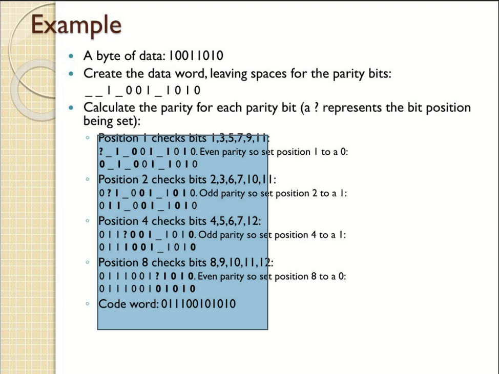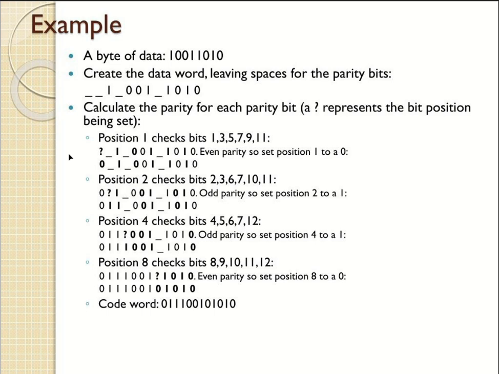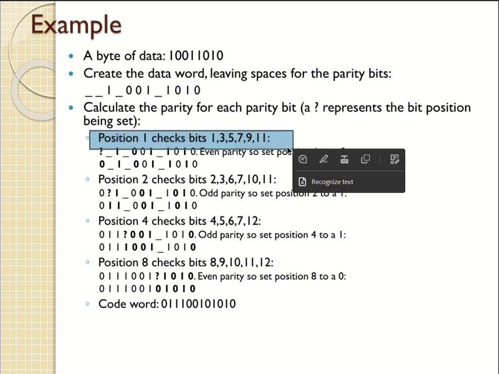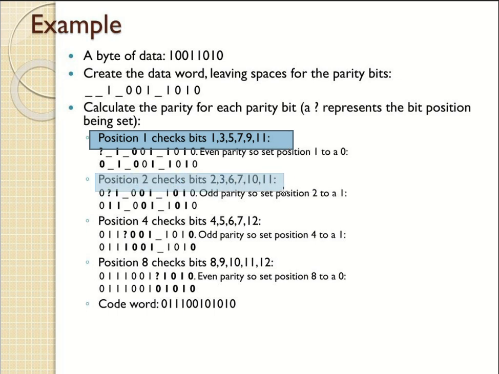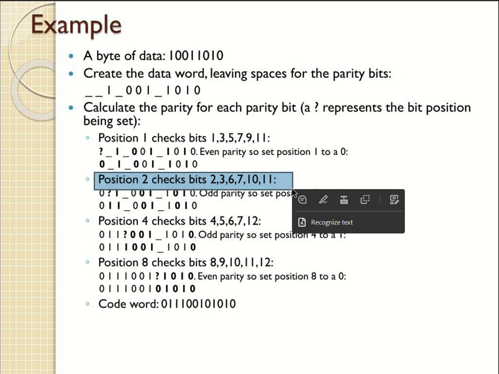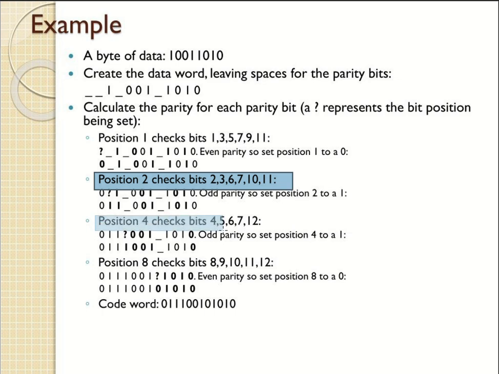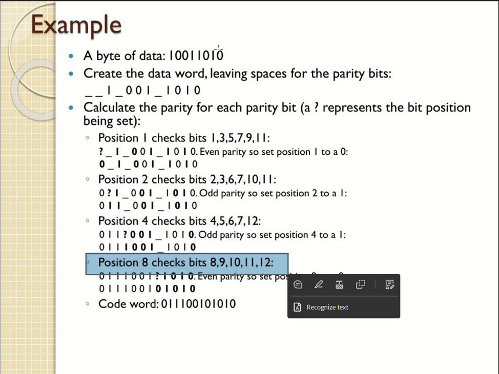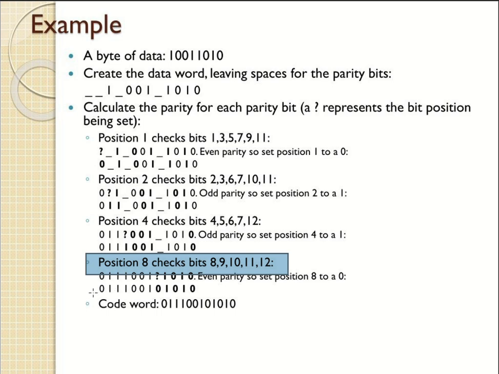Let's calculate the values for each parity bit. Now, we calculate each parity bit to ensure even parity across specific bit positions. For example, P1 checks bits 1, 3, 5, 7, 9 and 11. P2 checks bits 2, 3, 6, 7, 10 and 11, and so on. So after checking the parity bits across all the positions, we get the code word as shown below.